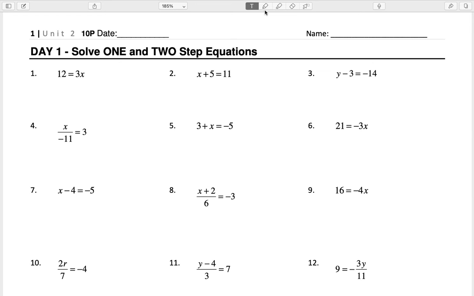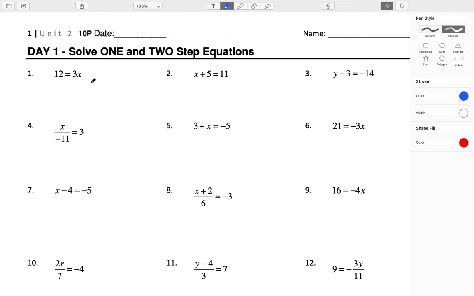If you take a look at number 1, you will notice that 12 is equal to 3x. So we always isolate for x, a variable. Whatever is in front of x, we divide by completely. So in this case, 3 is in front of x, so we cancel, we divide it. So 4 is equal to x.